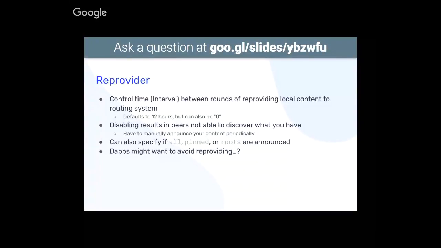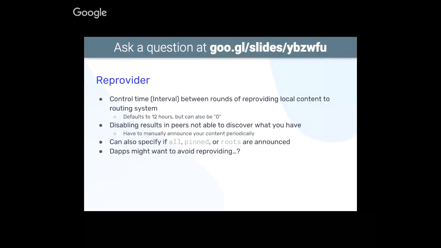Okay, so directly related to discovery, we actually have an entry for the reprovider. This lets us control the time interval between rounds of reproviding local content to the routing system. So if you leave this off, every 12 hours, you basically reprovide. You say, I've got this stuff pinned, and if anyone wants it, they can get it from me. If you set that to 0, it essentially disables content reproviding.